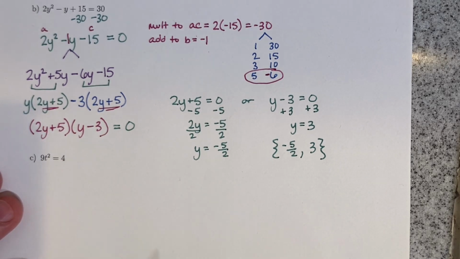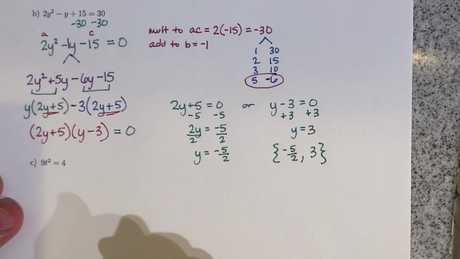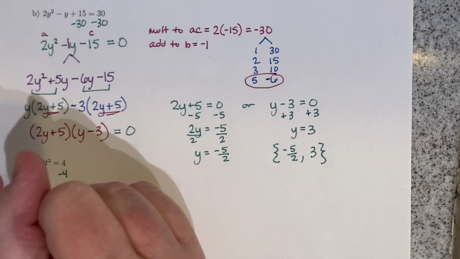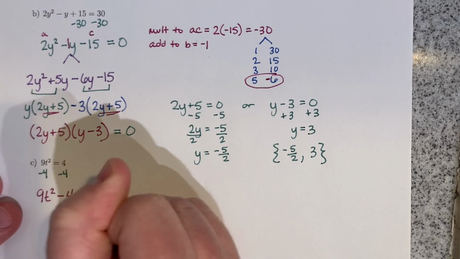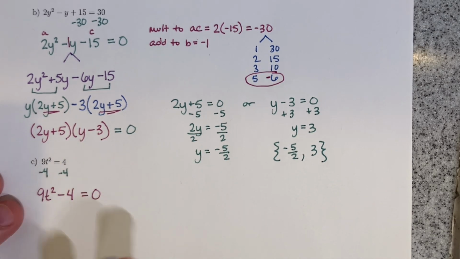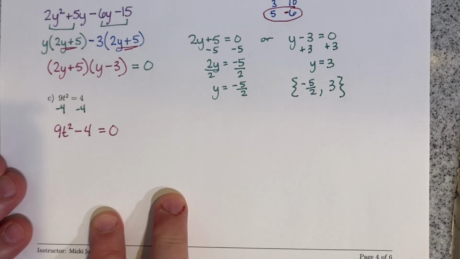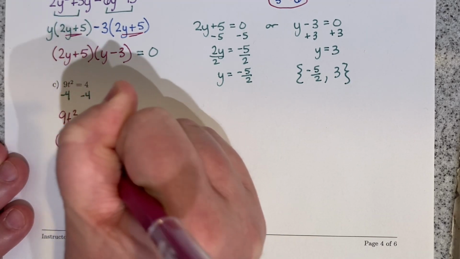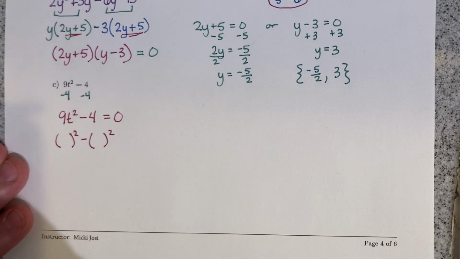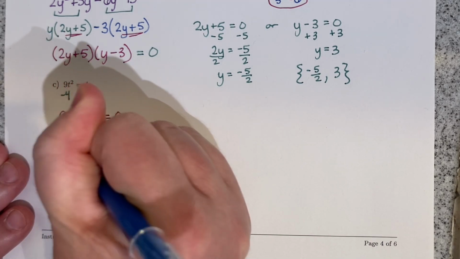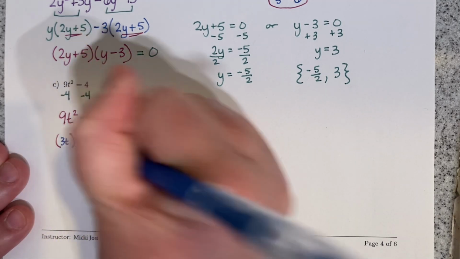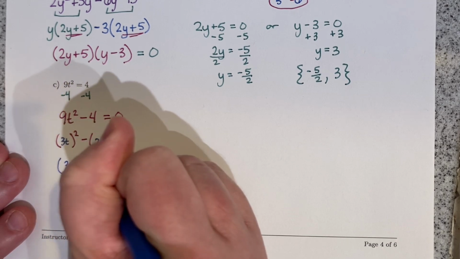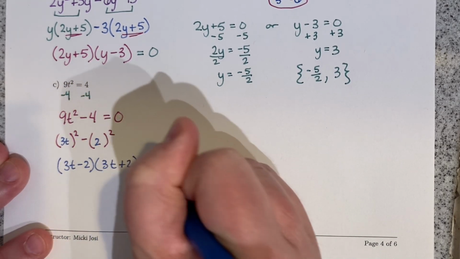All right, last one on this page. First step, make sure you get equals 0. So I'm gonna subtract 4. So then what we get is 9t squared minus 4 equals 0. If there's two terms, really our only option is difference of two squares. So hopefully this is a squared minus another squared, which it is. 3t squared would give us 9t squared, and 2 squared gives us 4. So the factored version is 3t minus 2 times 3t plus 2 equals 0.